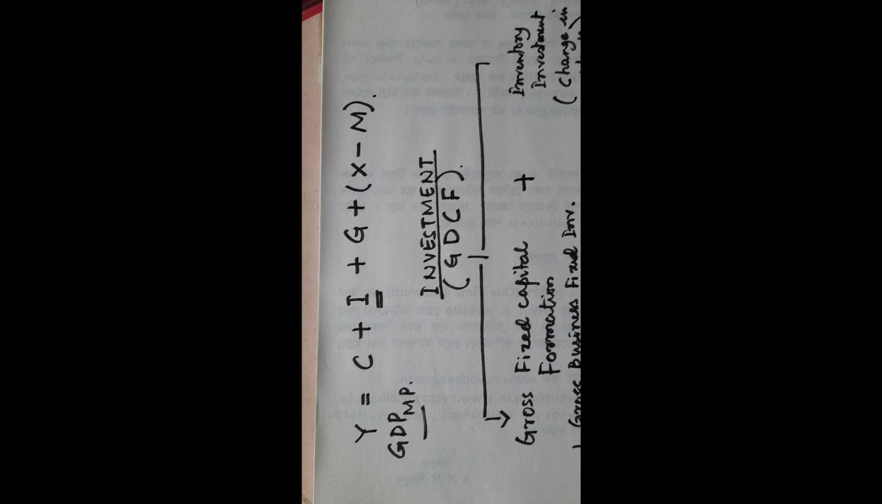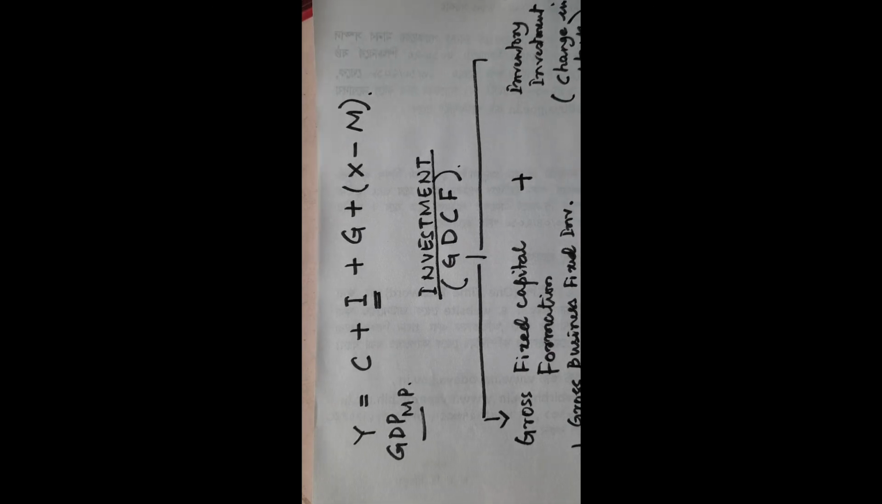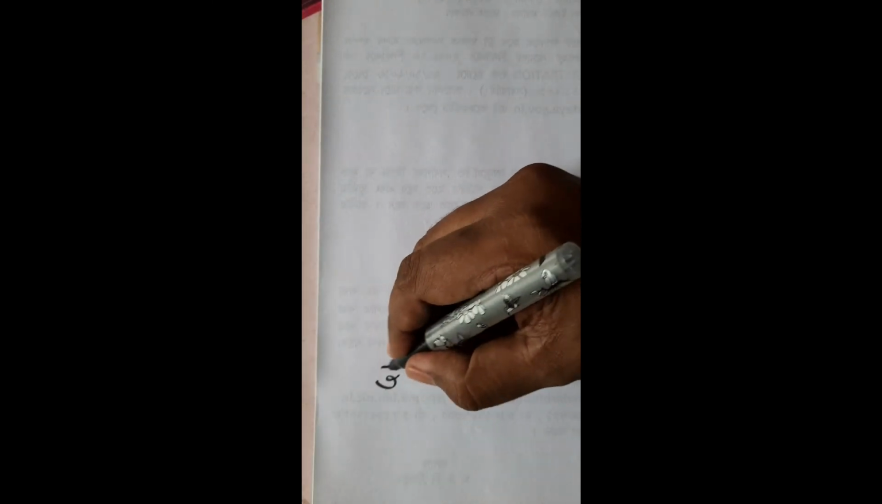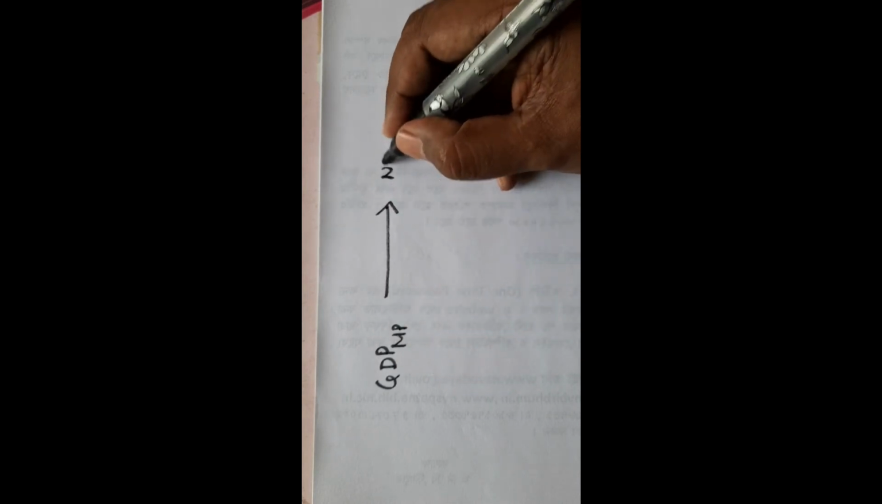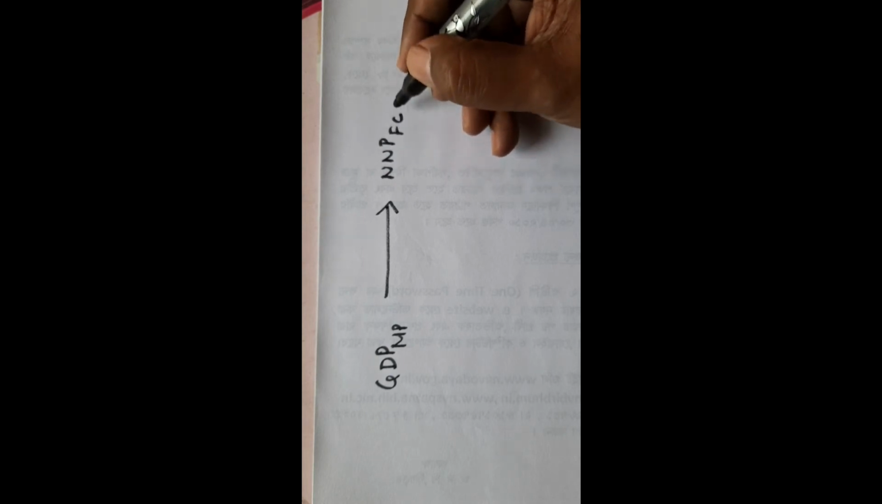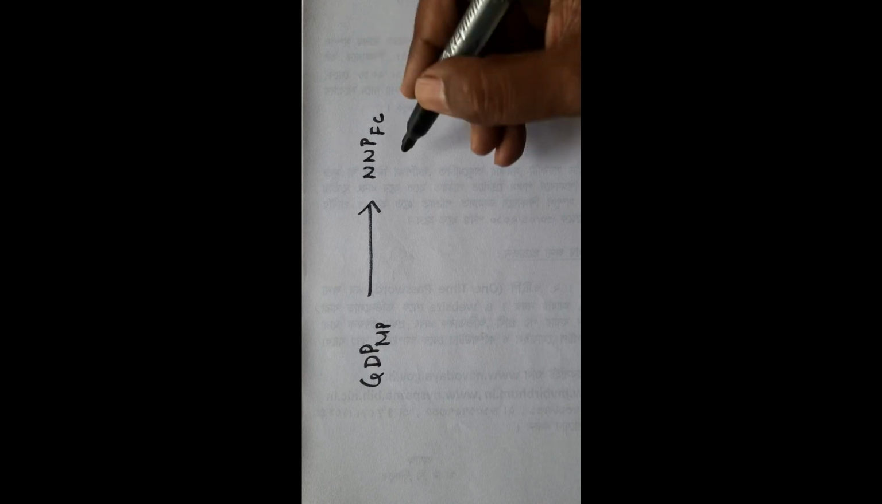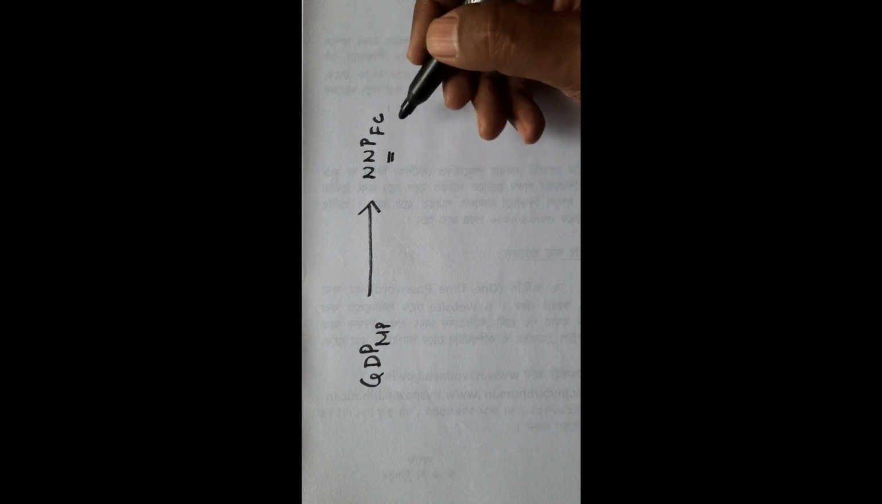Now once we have been asked to calculate national income by expenditure method, we just can't stop at the value of GDP at market price. So what do we have to do? The value of GDP at market price needs to be converted into net national product at factor cost. You need to remember one thing: whenever you are asked to calculate the value of NNP, or the value of national income, you have to find out the value of NNP at FC. That means NNP at FC is national income.